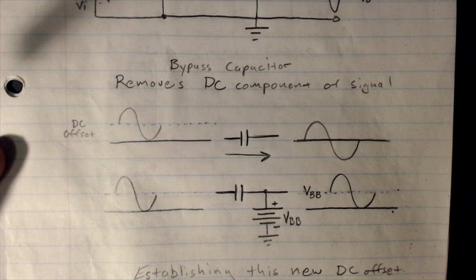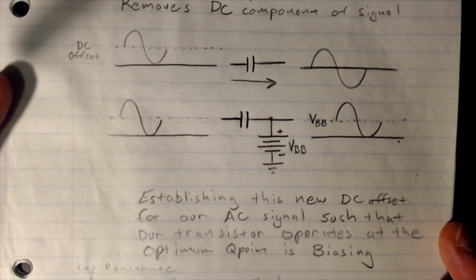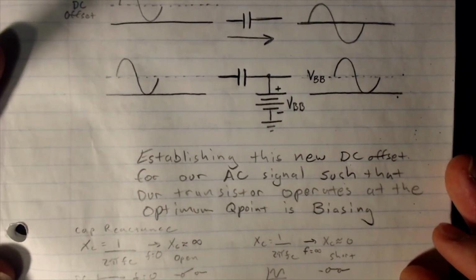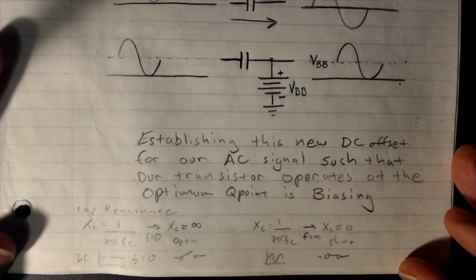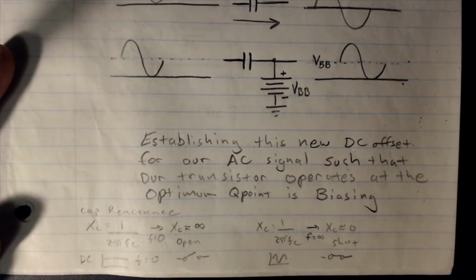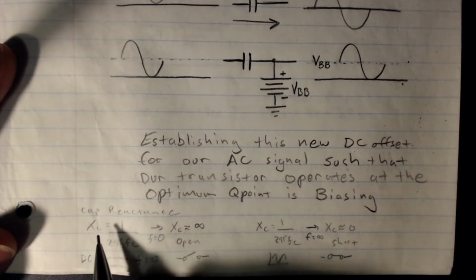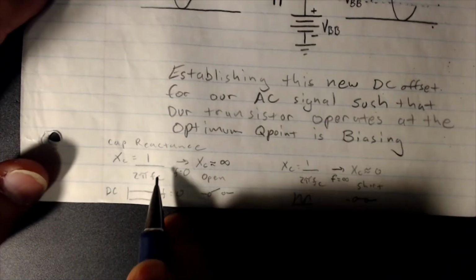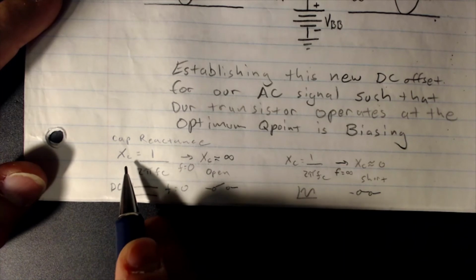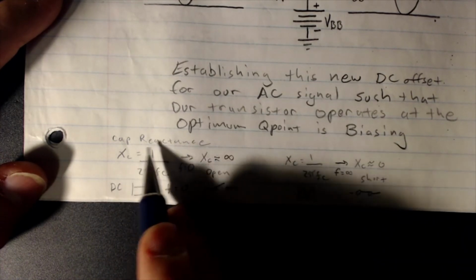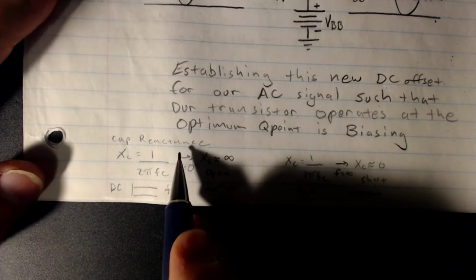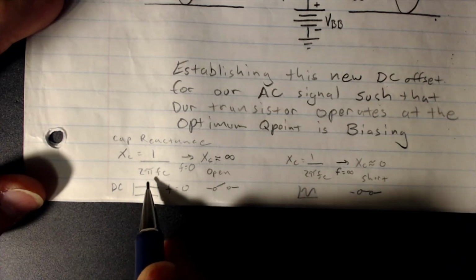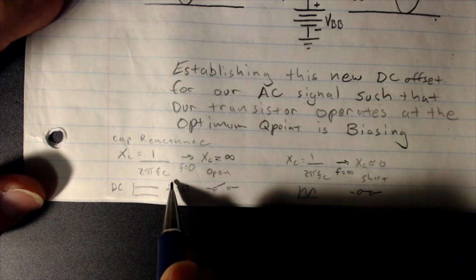Well, remember that a capacitor in the presence of AC gives opposition to AC. In fact, we call it capacitive reactance. And the formula for capacitive reactance, X sub C, and reactance is just a fancy way of saying resistance to AC, is given by the formula 1 over 2 pi times F times C.